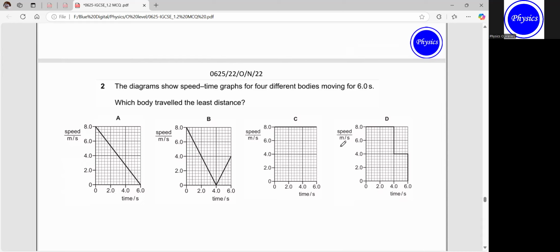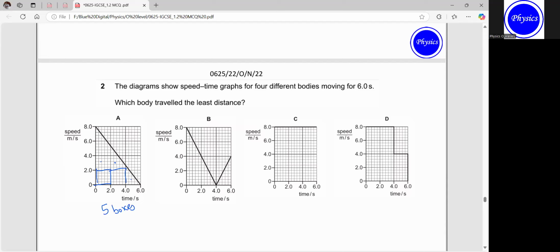Okay, now this one. The diagram shows speed time graphs for 4 different bodies moving for 6 seconds. Which body traveled the least distance? So you can find the area under the graph. Instead of going one by one, we can just roughly estimate. Let us count the full square boxes: 1, 2, 2.5, 3.5, 4, 5, like around only 5 boxes.